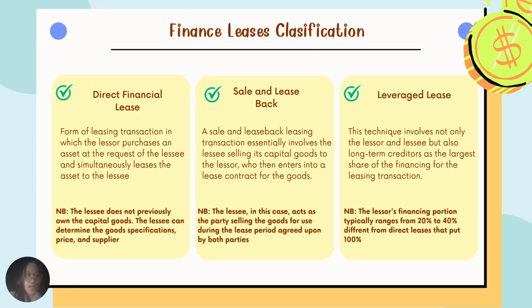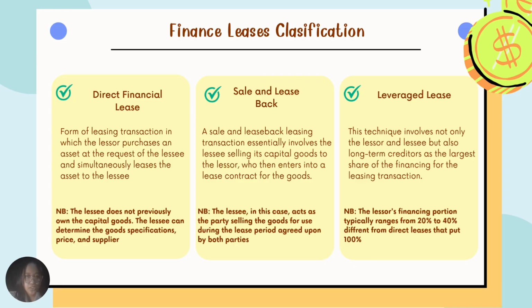The second is sell and lease back. A sell and lease back leasing transaction essentially involves the lessee selling its capital goods to the lessor, who then enters into a lease contract for the goods. So it's different from direct. The sell and lease back lessee acts as the party selling the goods for use during the lease period agreed upon by both parties. So actually the lessee already has the asset, but after that they go to the lessor, give it to the lessor, and after that they lease it back. So at the end of the period they want to take the asset back.